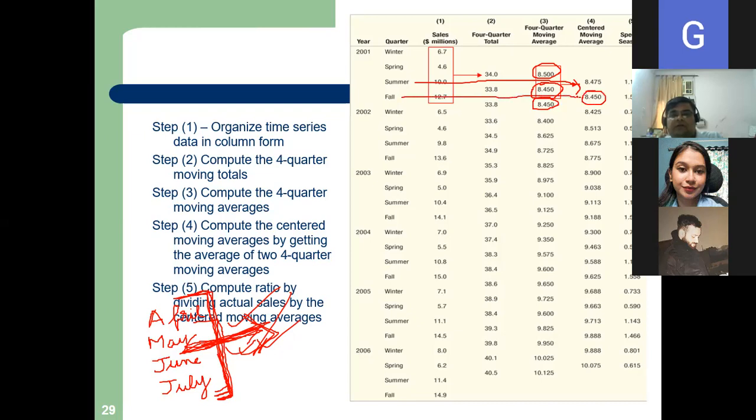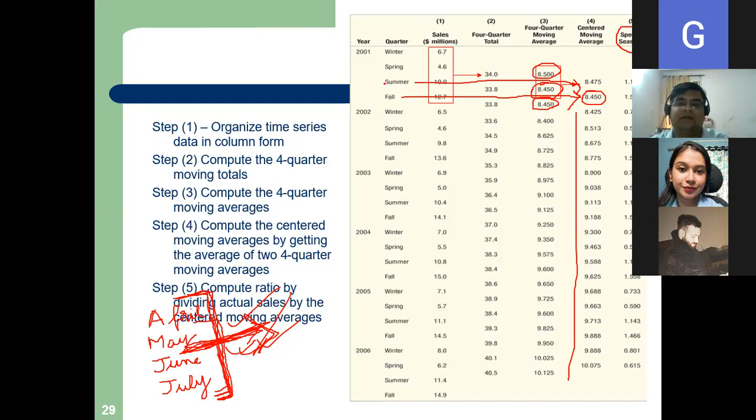We write it in the fall. Okay, in this way you can complete the whole table. Okay, so now the final stage is that we calculate some index which is called specific seasonal index. How do we get that? We divide the actual sales.